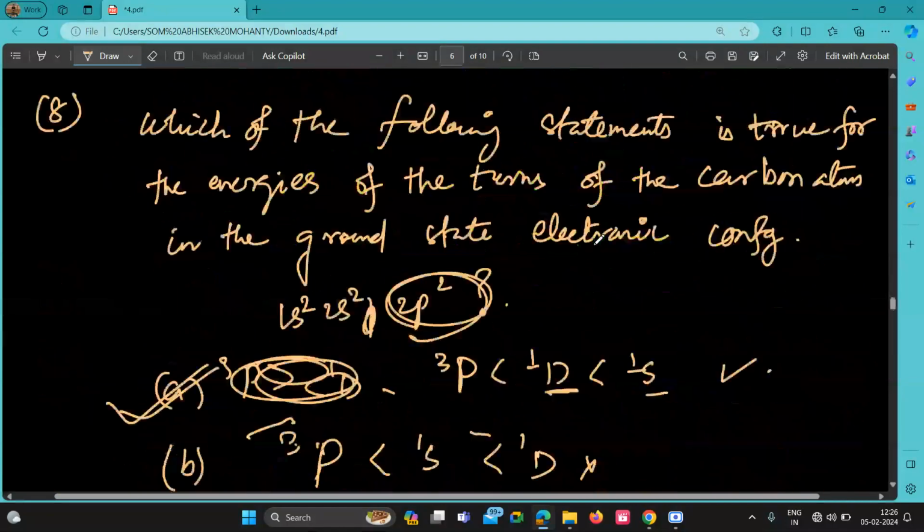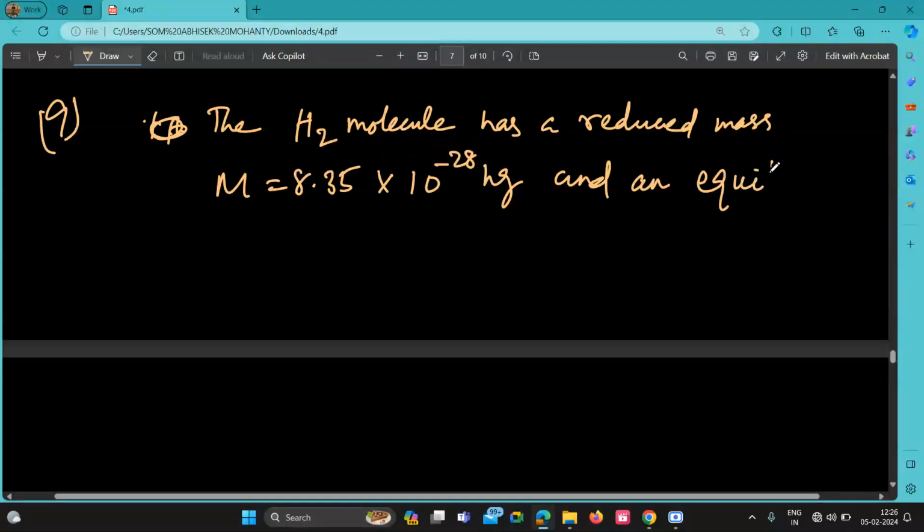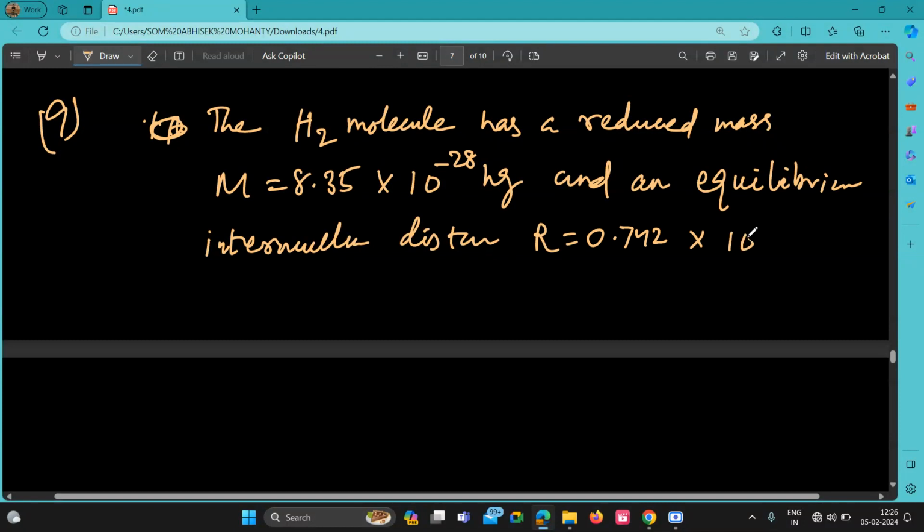Question number 9. The H2 molecule has a reduced mass m equal to 8.35 into 10 to the minus 28 kg, and an equilibrium internuclear distance r equal to 0.742 into 10 to the minus 10 meter.